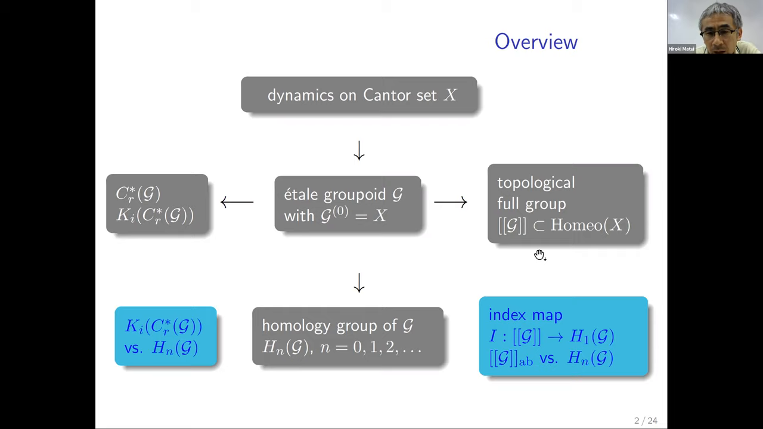And another thing I want to look at is the topological full group associated with the groupoid and denoted by double bracket of G. It's a countable subgroup of Homeo of X. And also, I can define homology groups of the groupoid G, like H_n. It's a family of abelian groups, and it's also an important invariant of the groupoid or the dynamics.